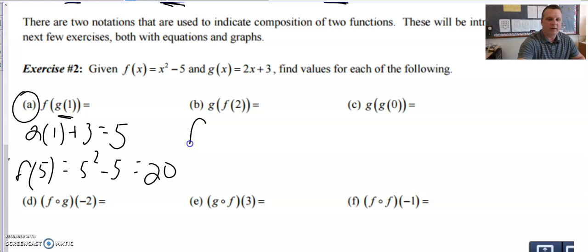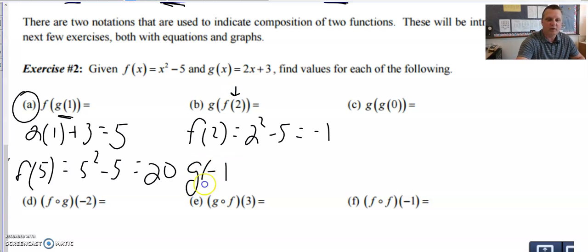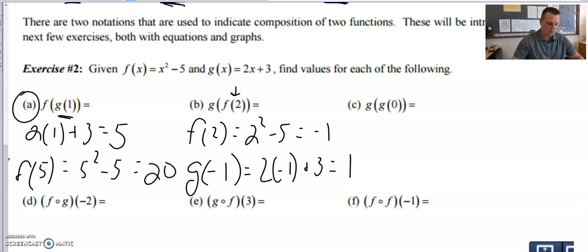For the second one, g of f of 2, I plug in the 2 for f of x, so I have 2 squared minus 5, which gives me negative 1. And so my f of 2 is negative 1. So I have g of negative 1, which is 2 times negative 1 plus 3, which is 1. You need to use your calculator.